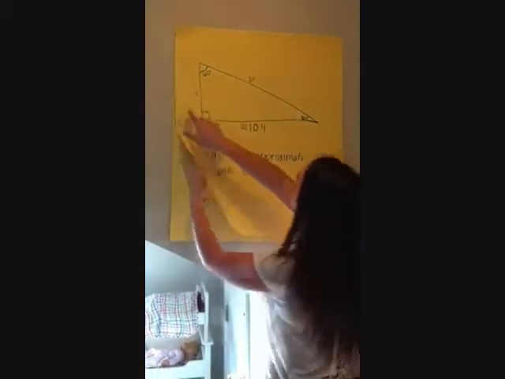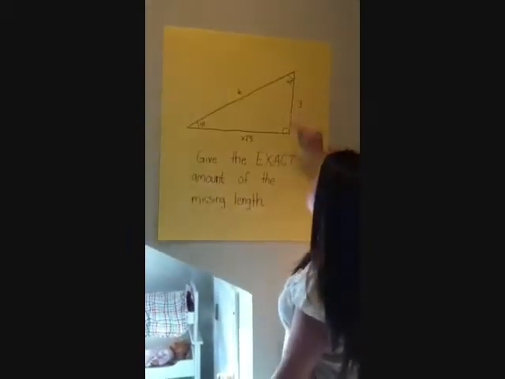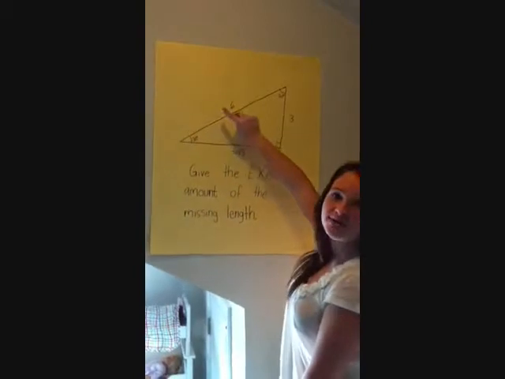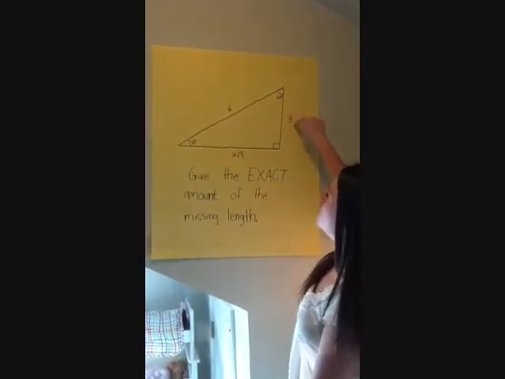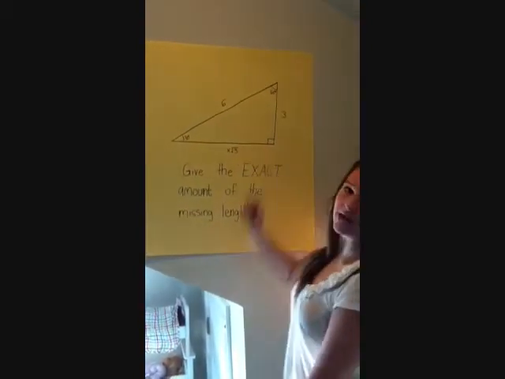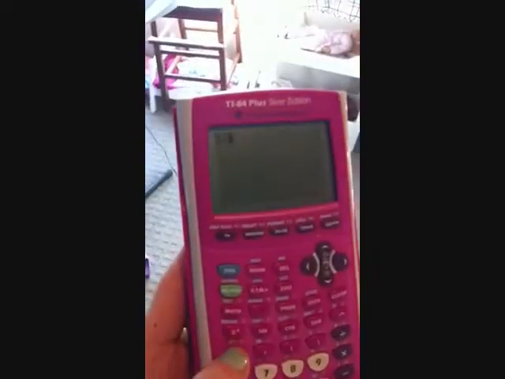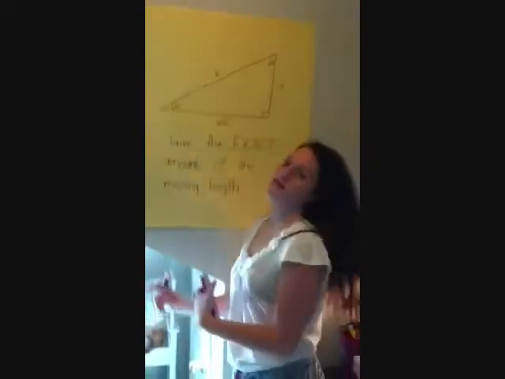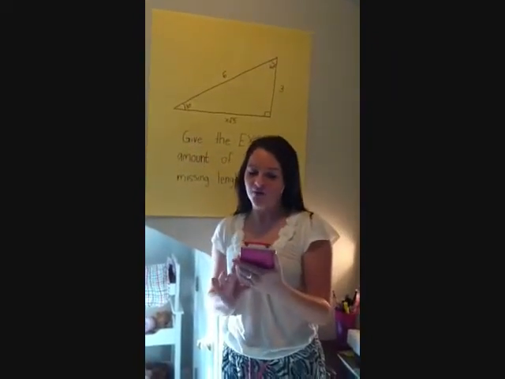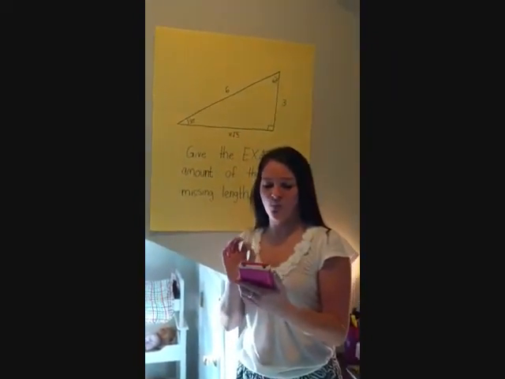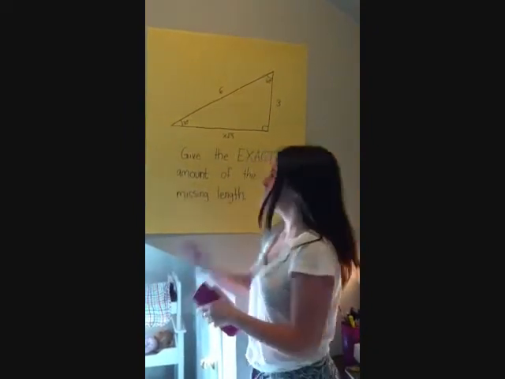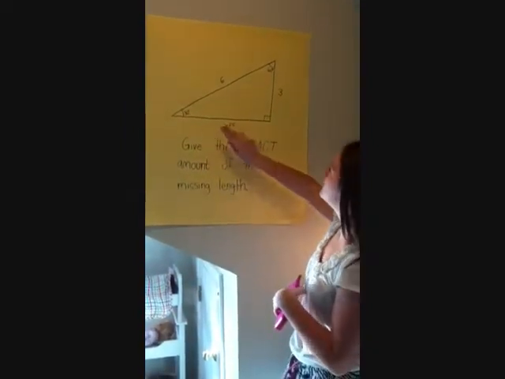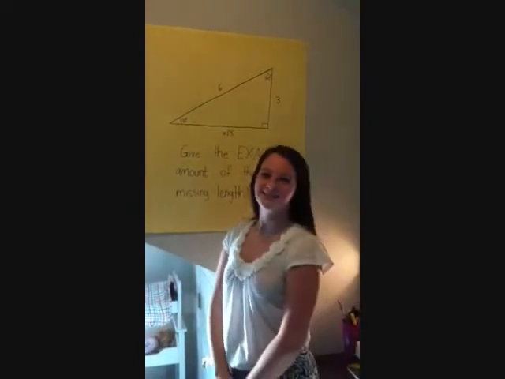So this is our last one. And it's a 30, 60, 90 triangle. So the hypotenuse is 6, the shorter leg is 3, so that would make this one 3 root 3. So then we're going to go to the calculator. We do 3 root 3 equal, and it says give the exact amount of the missing length. So the exact amount is 5.196152423, because that's the exact. So that would be the missing length, which is the second to longest leg.